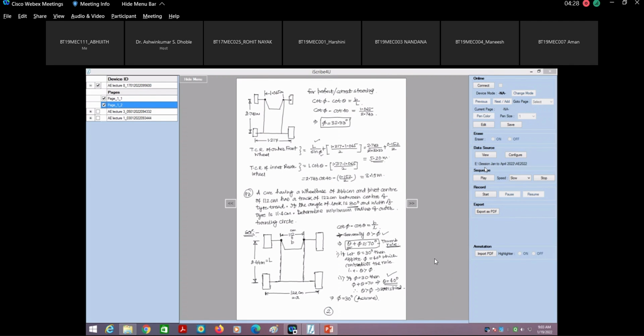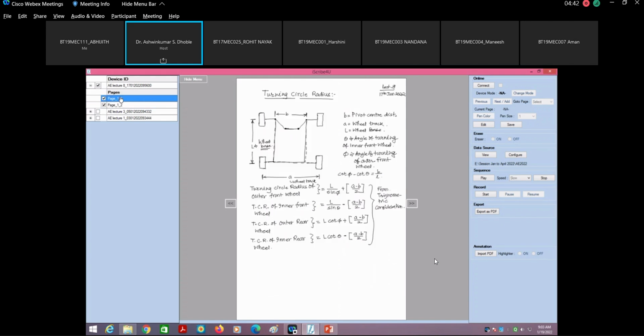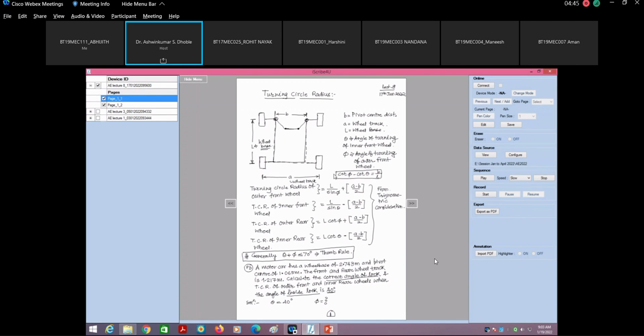So in the previous class, we solved the numerical based on the turning circle radius. First, we wrote the equation for the turning circle radius, for the inner wheel and the outer wheel. These equations can be derived from trigonometric consideration. You can draw the picture, whether the vehicle is taking a left turn or a right turn, and subsequently derive these equations. There is no great deal about it.